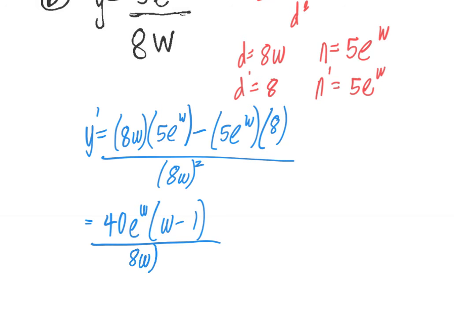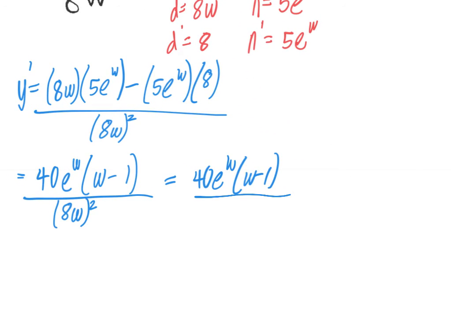You can leave it like this. But you could also think of that denominator as 64w squared. So you square the 8, you square the w. And 40 over 64 simplifies into 5 over 8.